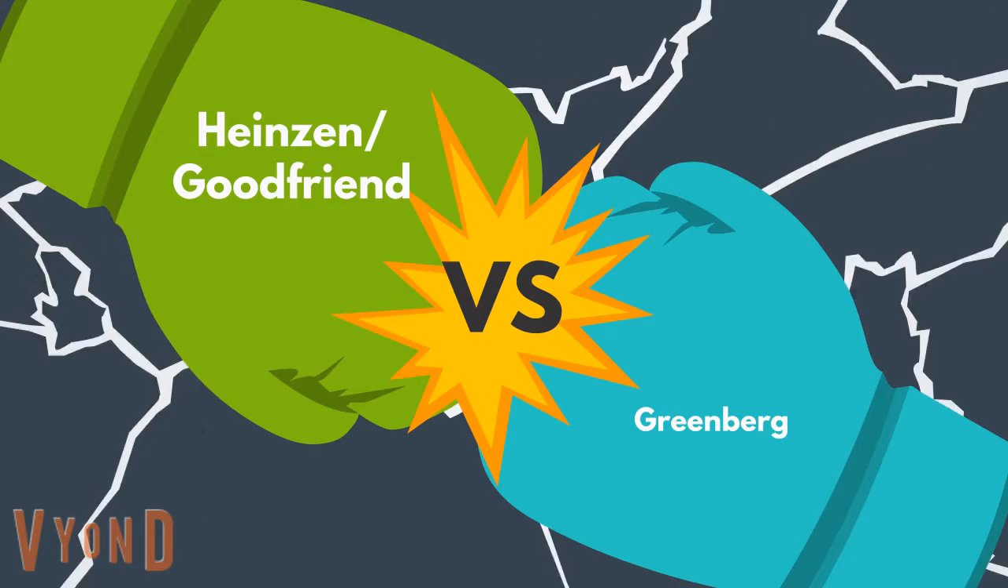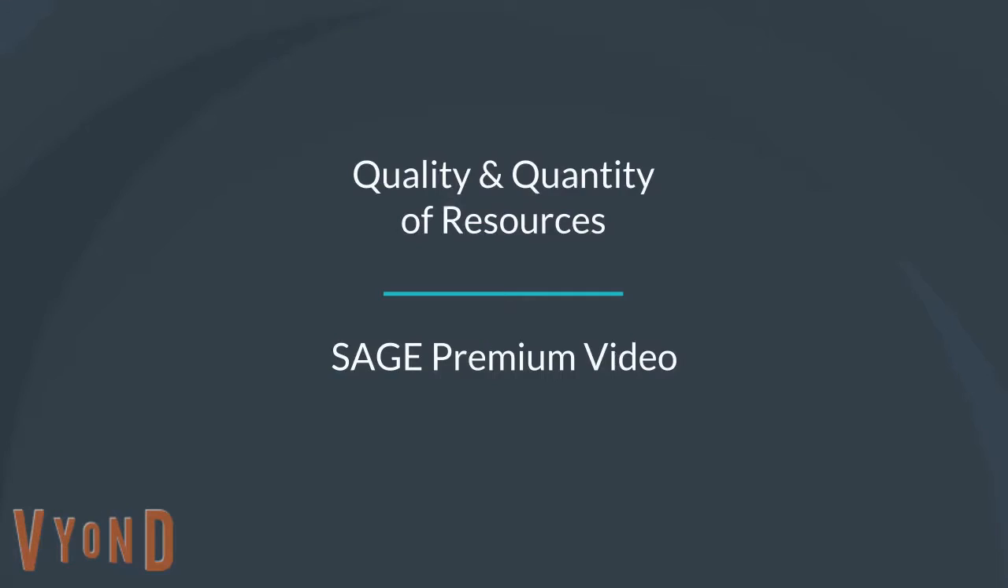Round 4, Heinzen v. Greenberg. Greenberg users are really unhappy with the book's resources. There are errors in its test bank and the limited number of test questions available. The PowerPoints are awful. You'll want to focus on selling Heinzen Goodfriend resources.